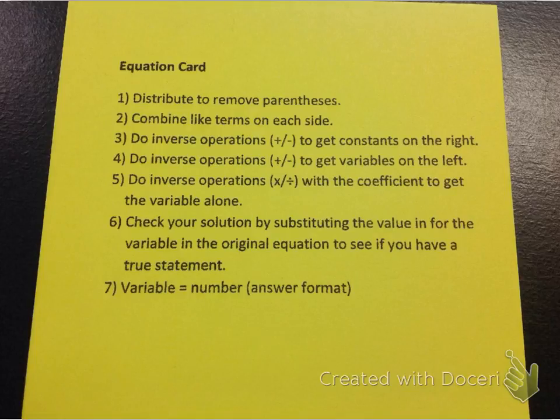If I see like terms on either side of the equals, is that like terms? The answer is no, it's not going to work that way. They have to be on the same side. Then it says do inverse operations, and it specifically mentions addition or subtraction to get constants on the right. Then do inverse operations, again specifically addition or subtraction to get variables on the left.